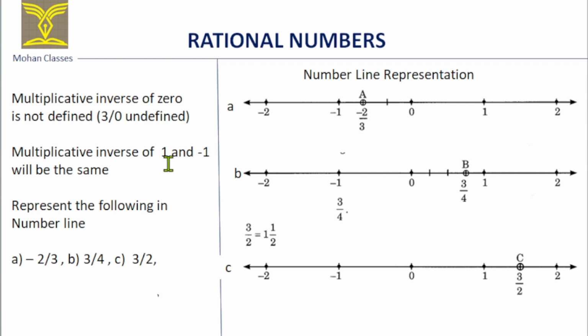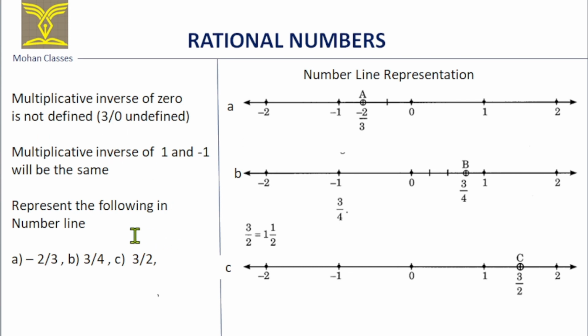Similarly, for the multiplicative inverse of 1 and minus 1, you will get the same number. Inverse of 1 is 1. Similarly, inverse of minus 1 is the same, minus 1. So you will get the same number for the multiplicative inverse of 1 and minus 1. You may get fill in the blanks or one word, one mark questions. It may come like this.